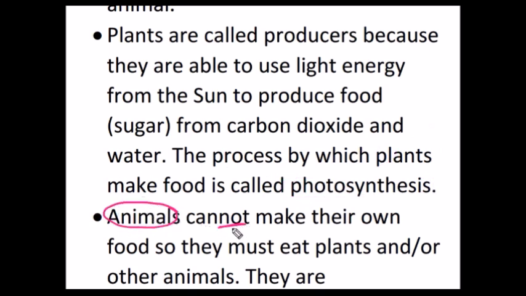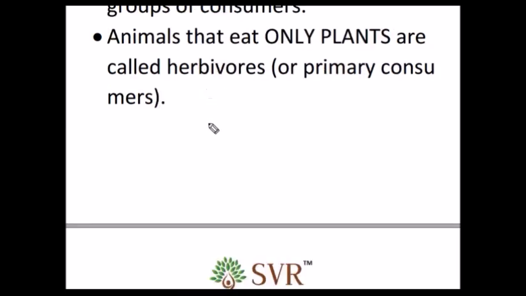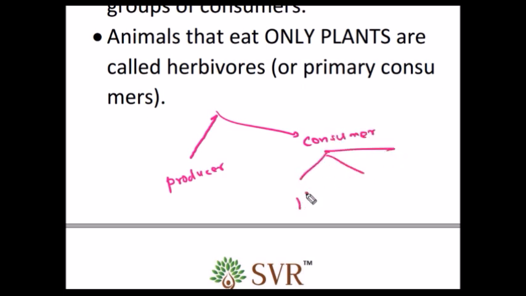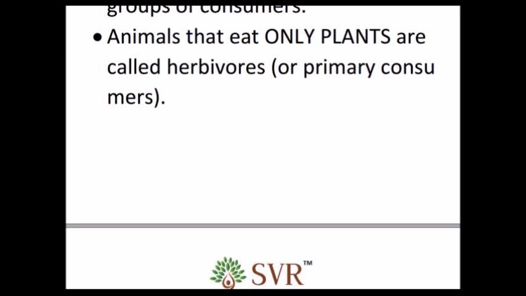What about animals? Animals cannot make their own food. So animals get their energy by eating plants. Some animals may eat other animals as well. So on one side there are producers, the plants, and on the other side consumers. We can divide consumers into primary consumers, secondary consumers and tertiary consumers.